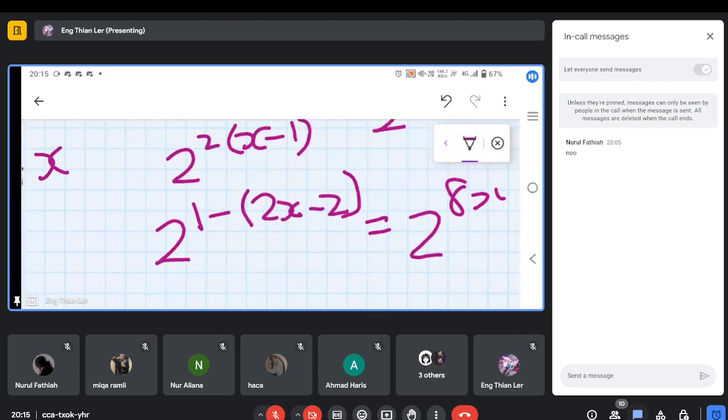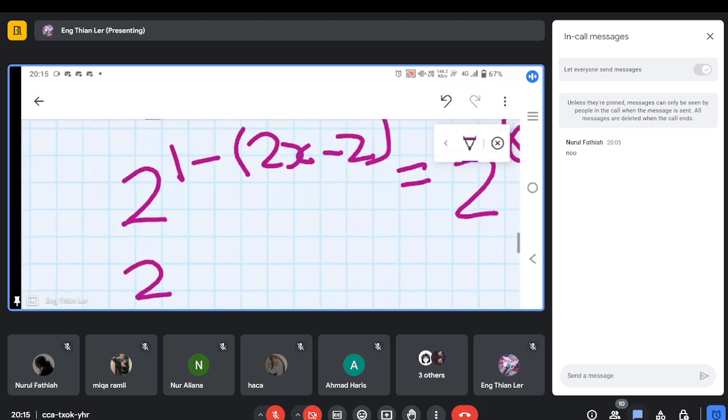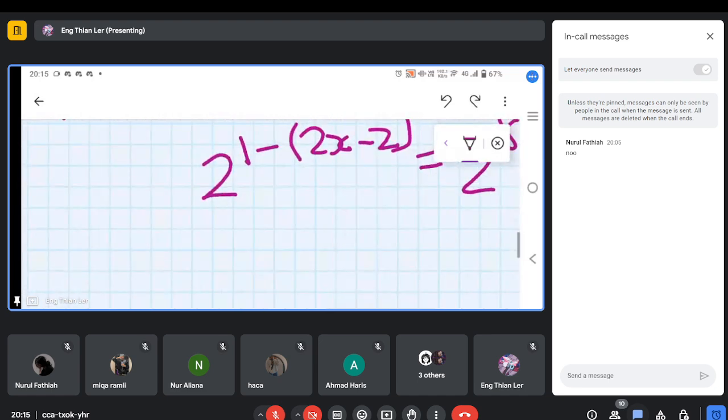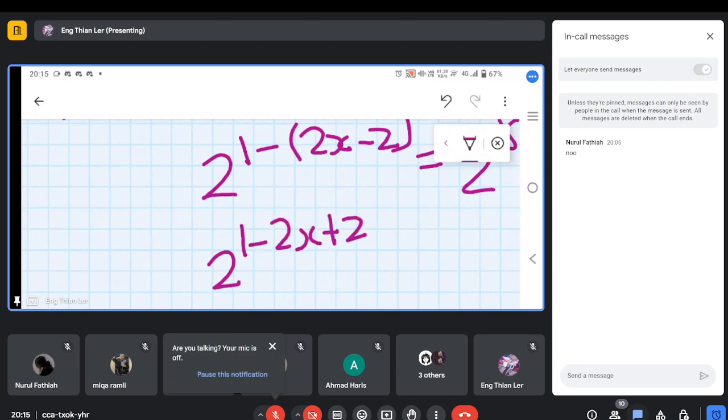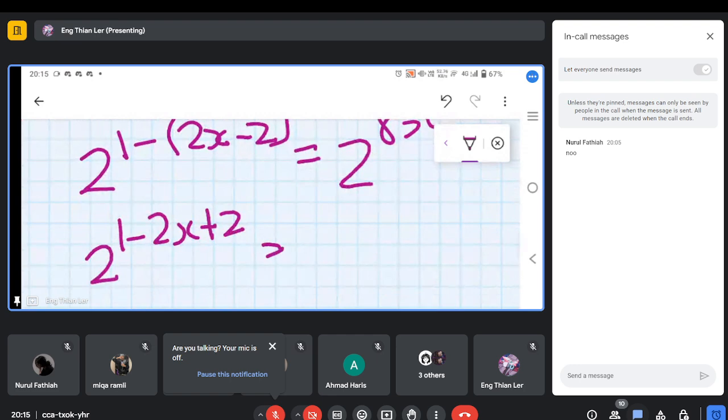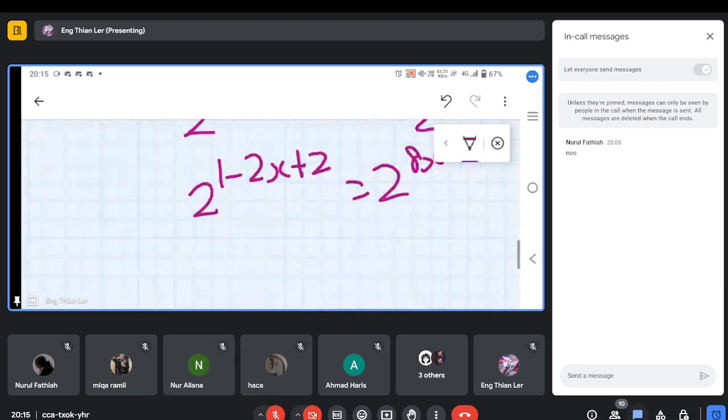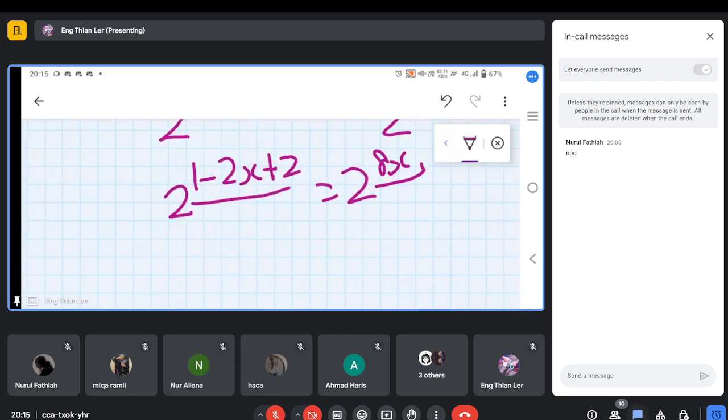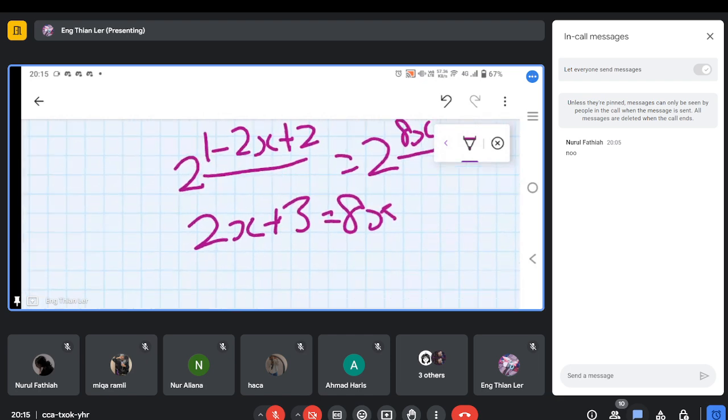Okay, so 2 to the power of 1 minus 2x plus 2 equal to 2 to the power of 8x. So the bases are the same, and we can compare them now. 1 plus 2 is 3. So 2x plus 3 equal to 8x.